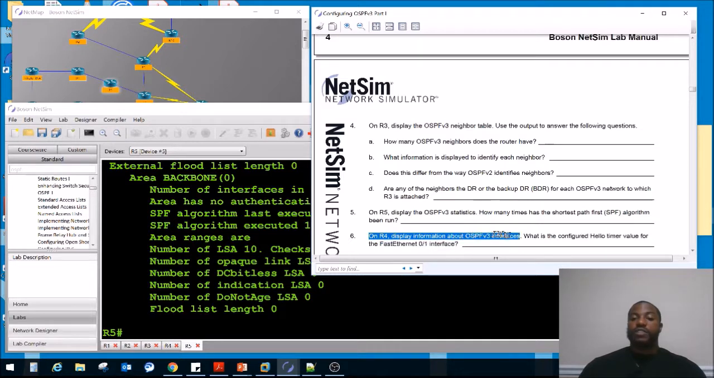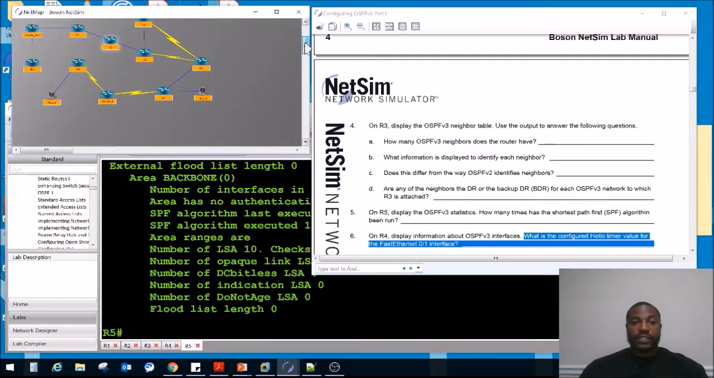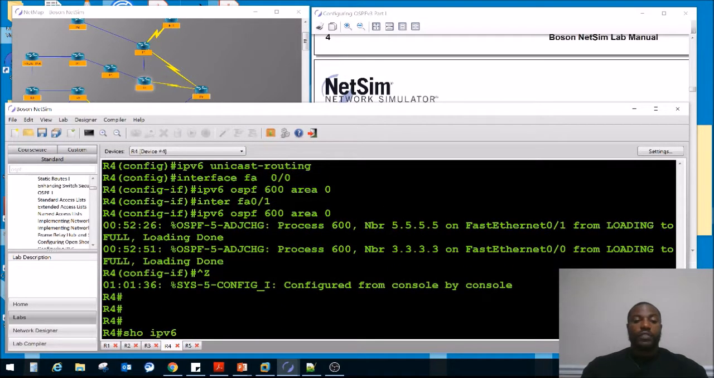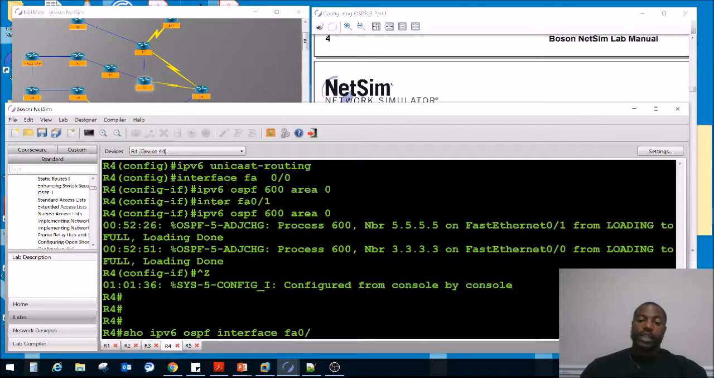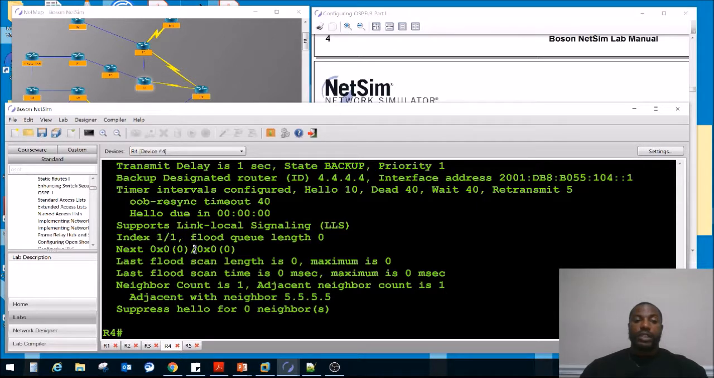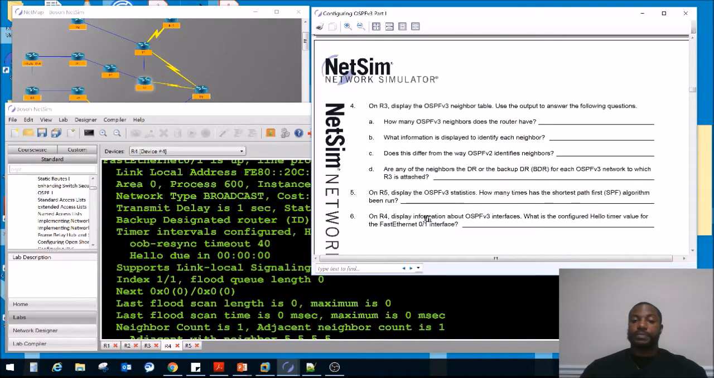On router 4, display information about the interfaces. What is the configured hello timer value for FA0/1? So basically we go to router 4. We only got 2 more questions after this and we can wrap this up. And we are going to say, show IPv6 OSPF interface. He said FA0/1. And he wants to know, what is the configured hello timer? The hello timer is configured to be every 10 seconds. Considered dead in 40 seconds. 4 times the hello, right?